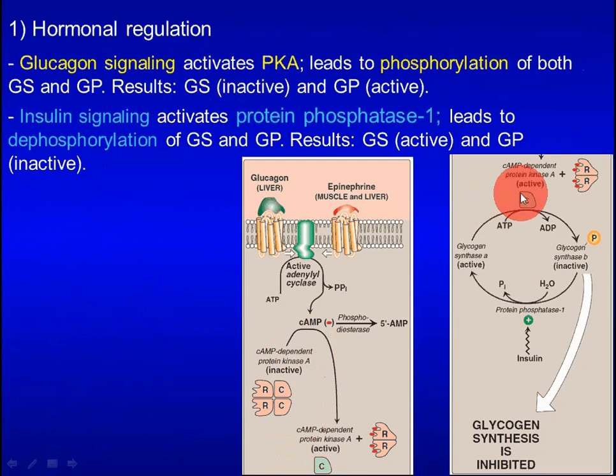And protein kinase A phosphorylates both glycogen synthase and glycogen phosphorylase. Glycogen synthesis is inhibited. Conversely, during fed state, insulin signaling activates protein phosphatase 1. Both glycogen synthase and glycogen phosphorylase are dephosphorylated. Glycogen synthesis increases.